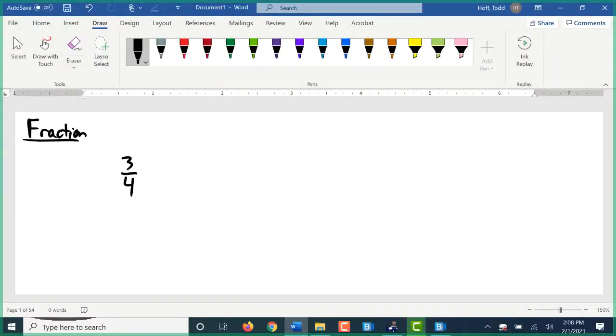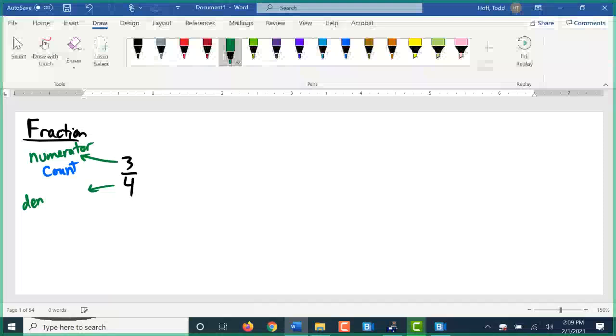And we were told that 3 is called the numerator, but its purpose is it's just a count. It's telling us how many we have. We have 3 of something. And that 4 is called the denominator. That's just a name, just like having inches or feet or cows or pounds or whatever. That's telling us what it is we have 3 of here.